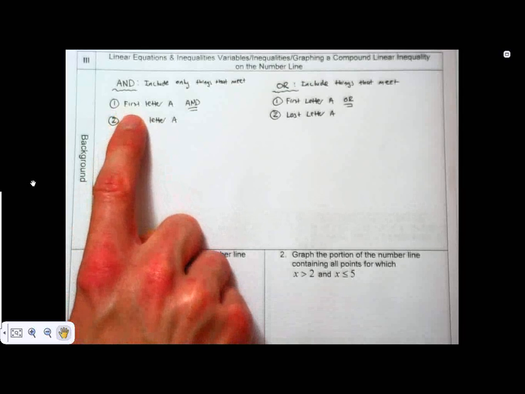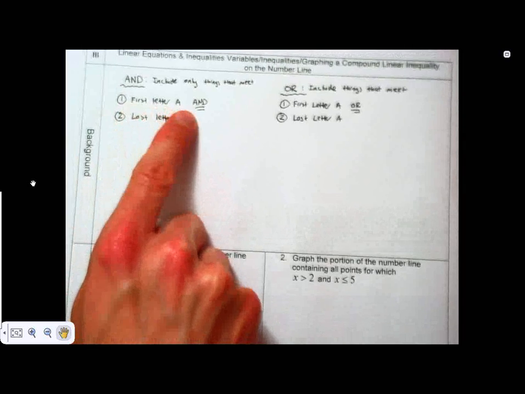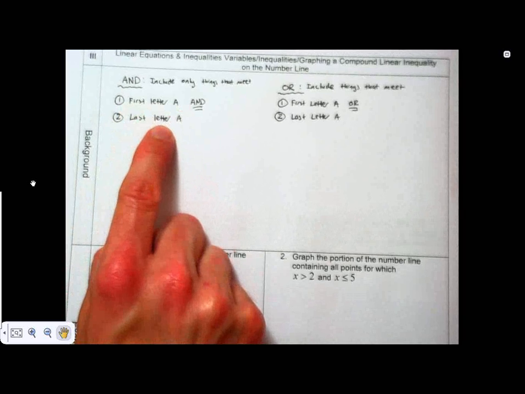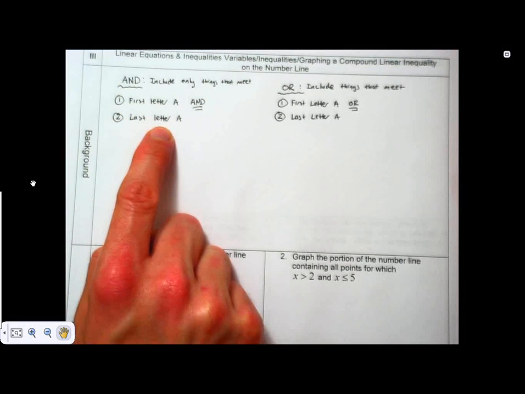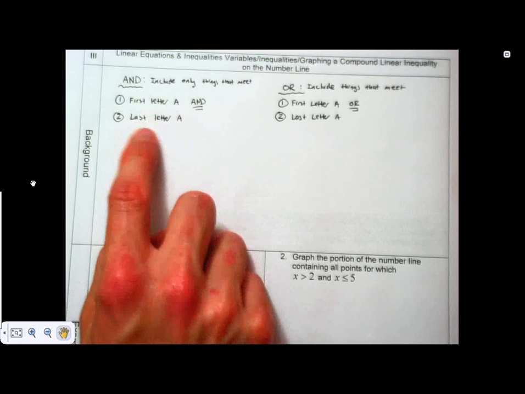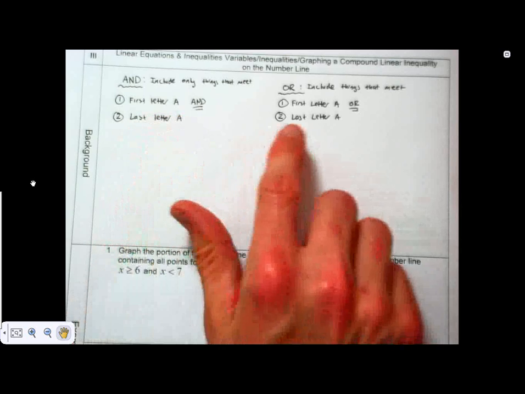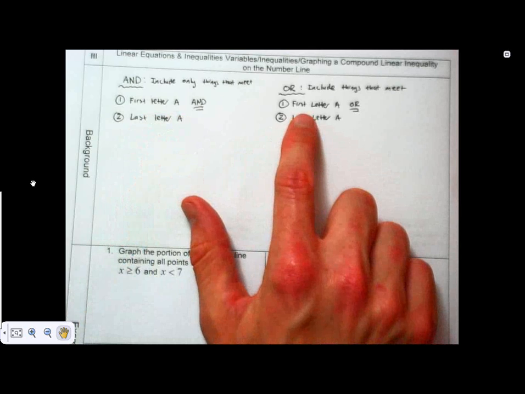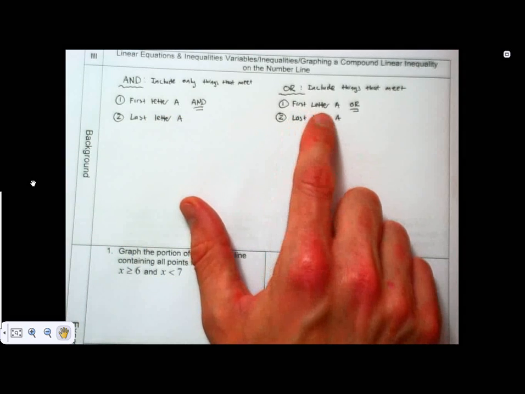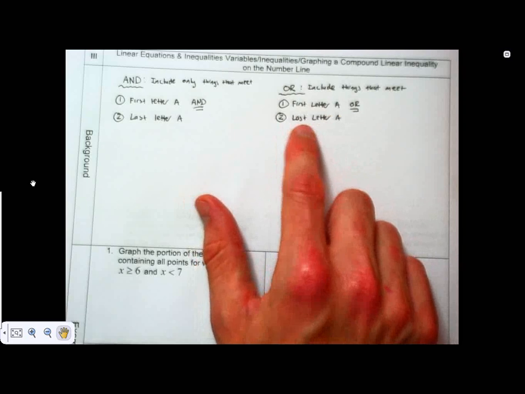So let's consider the following situation. Suppose that I'm interested in states, and what I want to do is gather all states where the first letter is an A and the last letter is an A. In this first set, I'm only including states that have a first letter of an A and a last letter of an A. In the second set, I want to include all states that have the first letter as an A or they have the last letter as an A. Let's consider a few states and see which category they would belong in.